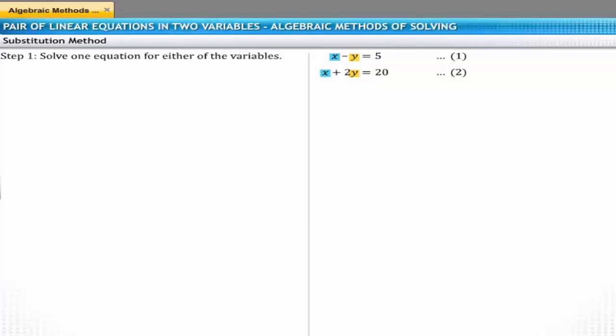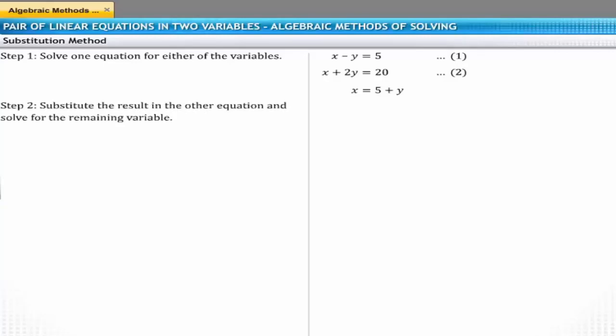The choice of equation or variable in a given pair does not affect the solution for the pair of equations. To keep it simple, choose the equation and variable that can be solved quickly without complication. Looking at these two equations, we can see that rearranging equation 1 to make x as the subject is simpler. So, we solve for x in equation 1. We have x is equal to 5 plus y.